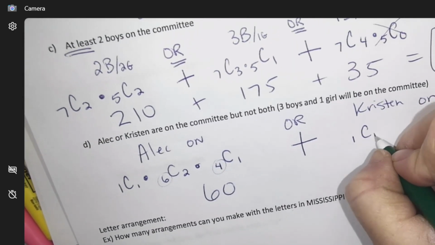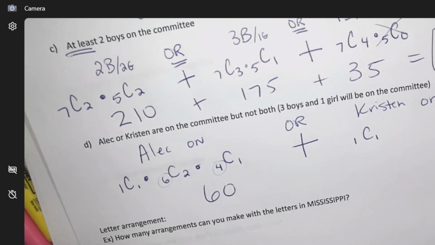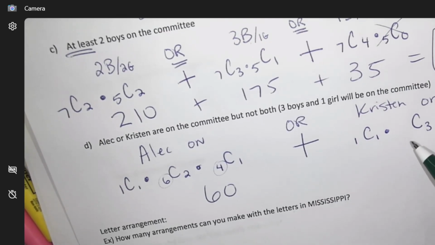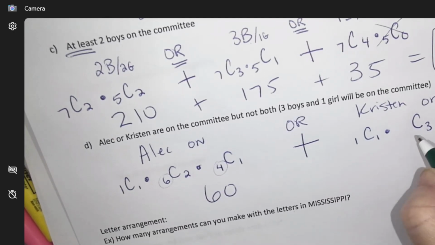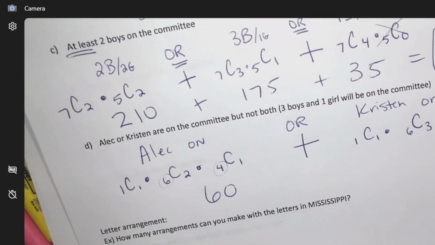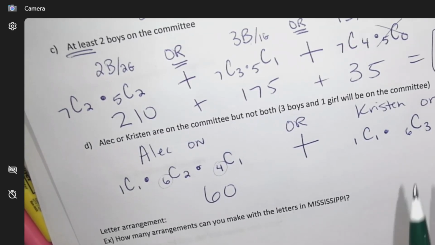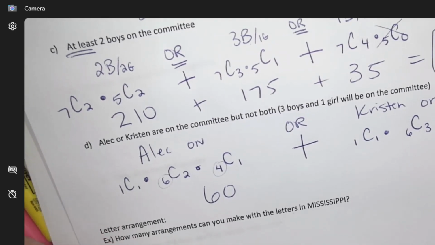So if Kristen is on, there's Kristen, choose Kristen. Okay, I need to pick 3 boys yet to put on this committee. But remember, Alec isn't allowed to be on this one. So now I have just 6 available options. Okay, so there's my 1 girl, my 3 boys. So that committee would be good.